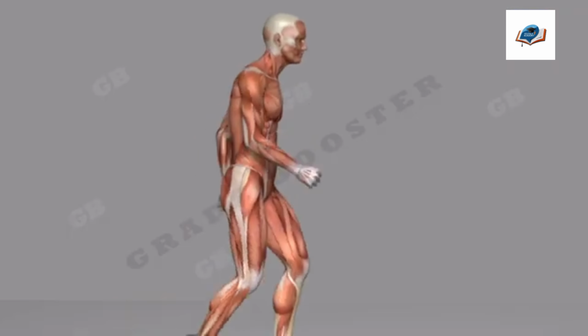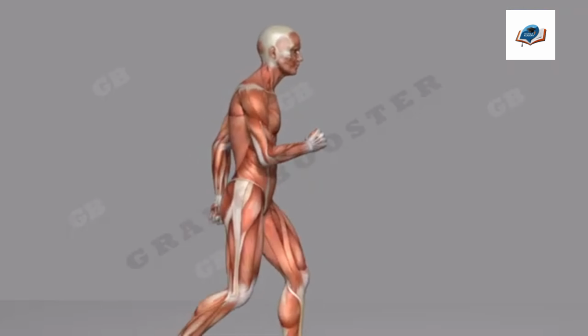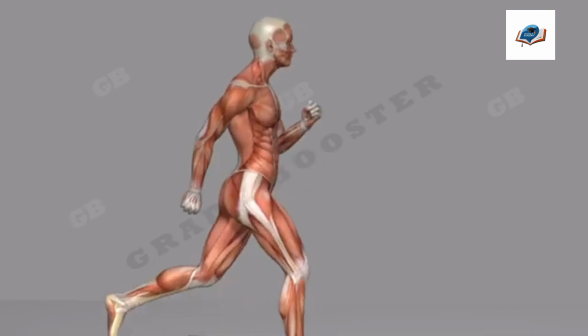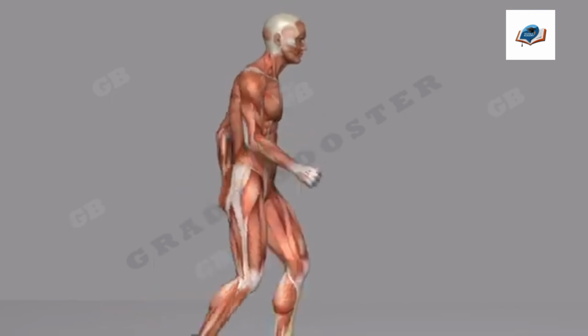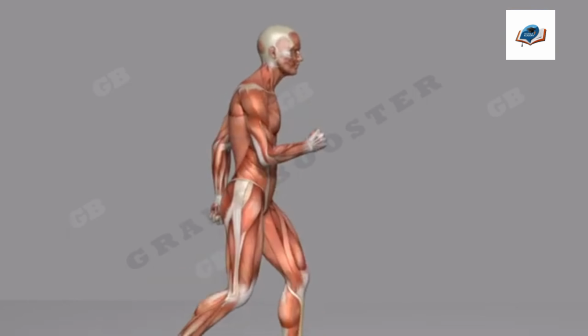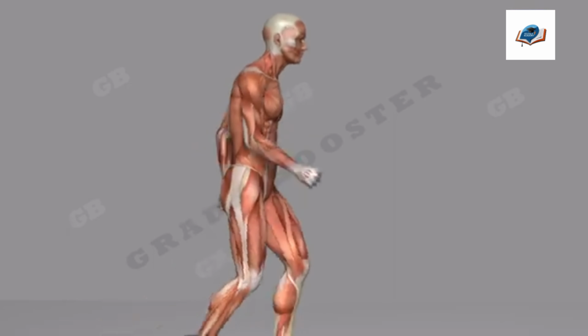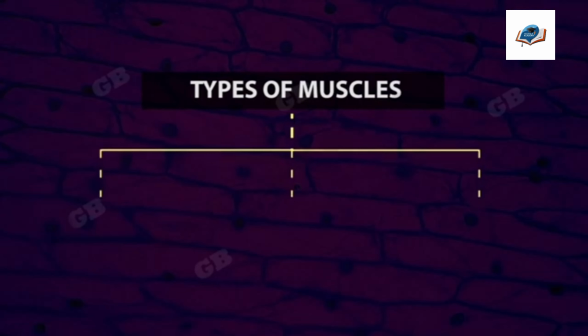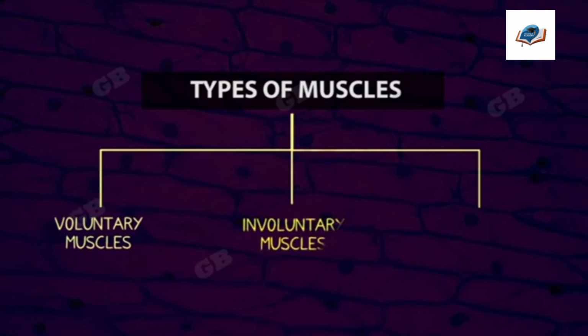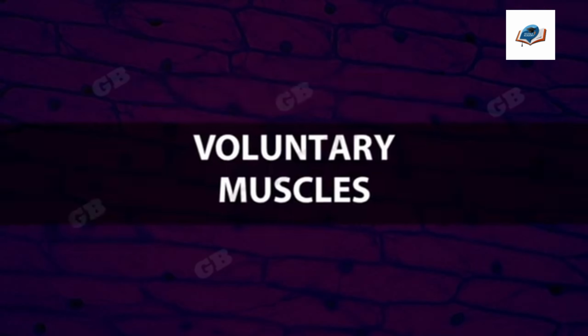Let's see the functions of muscular tissue. Muscular tissue is responsible for movement in different parts of our body. They give shape and support. Muscles also help in maintaining the shape of the body and provide support to the skeletal structure. Now let us see the types of muscles. Muscular tissue is classified into 3 types based on their function and control. They are voluntary muscles, involuntary muscles, and cardiac muscles.